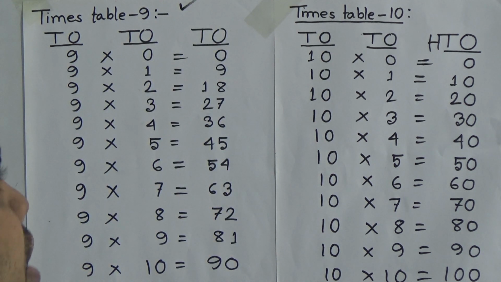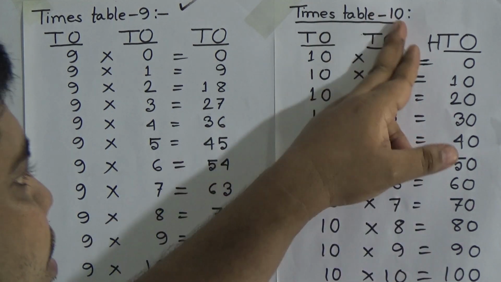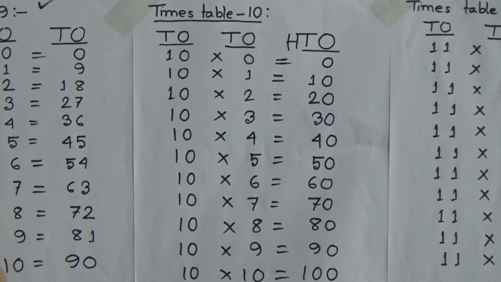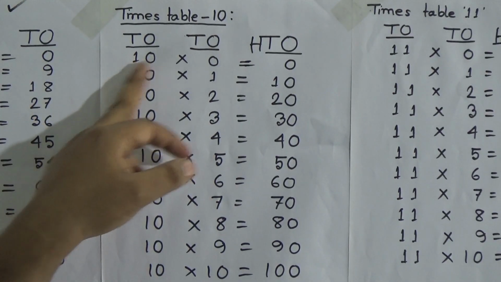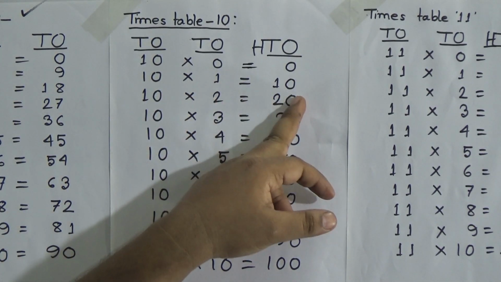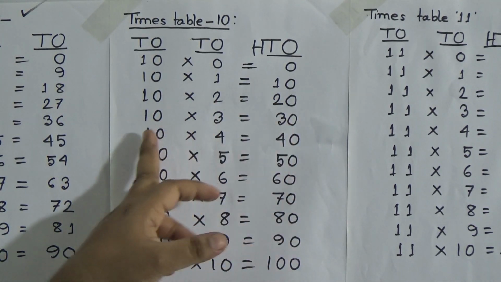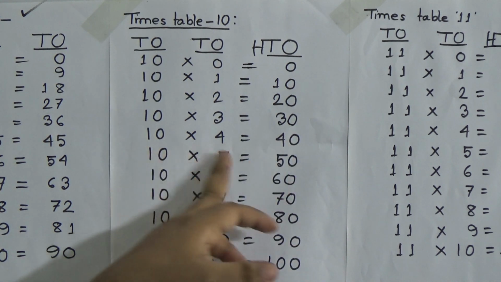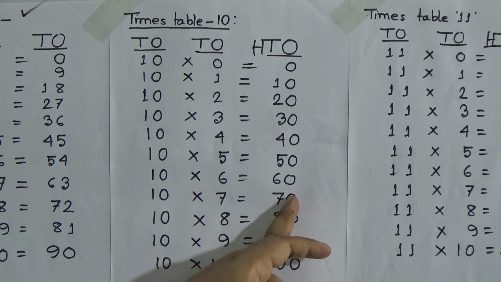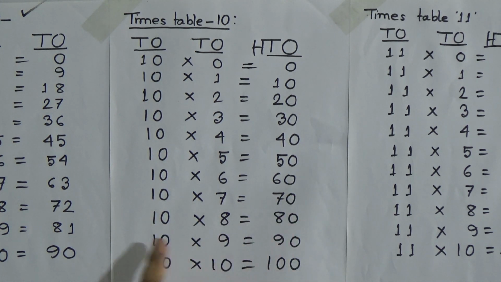Next we shall read times table 10. It is so easy. My dear students, at first I read 10 0 jar 0, 10 1 jar 10, 10 2 jar 20, 10 3 jar 30, 10 4 jar 40, 10 5 jar 50, 10 6 jar 60, 10 7 jar 70, 10 8 jar 80, 10 9 jar 90, and 10 10 jar 100.